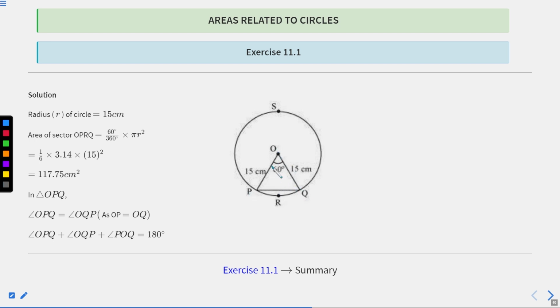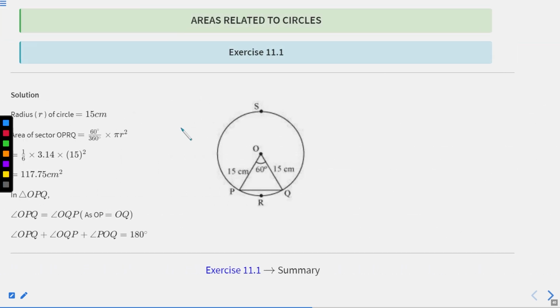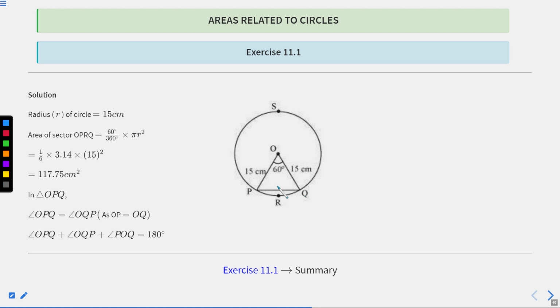Since OA, OP and OQ are equal, and angle OPQ plus angle OQP plus angle POQ is equal to 180 degrees, and we are given angle POQ equal to 60 degrees, this implies 2 times angle OPQ is equal to 120 degrees, so angle OPQ is equal to 60 degrees. Angle OQP is also 60 degrees, and this angle is already given to us as 60 degrees.